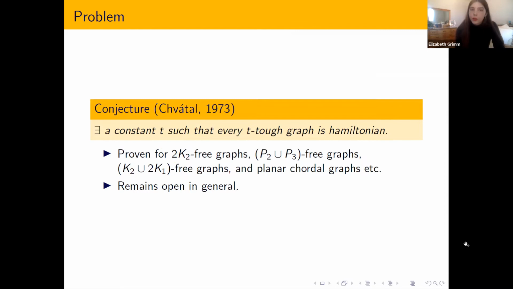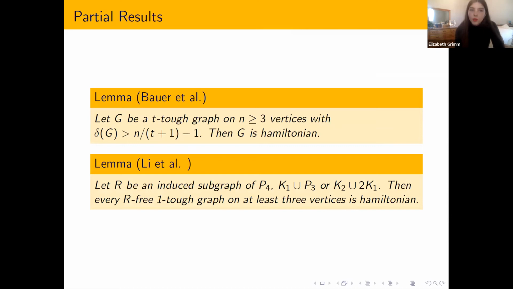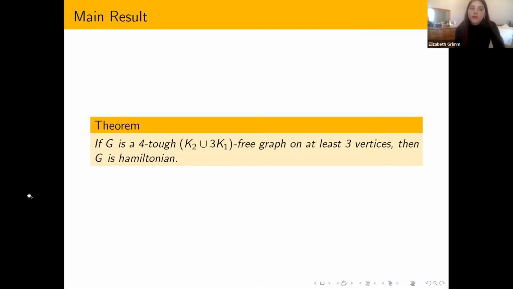Here are some results that we're going to be using in our proof. First, by Bauer: let G be a t-tough graph on n at least three vertices with minimum degree greater than n over t plus one, minus one. Then G is Hamiltonian. And then by Lee: let R be an induced subgraph of P4, K1 union P3, or K2 union 2K1. Then every R-free one-tough graph on at least three vertices is Hamiltonian. With those results, we are able to prove that if G is a four-tough K2 union 3K1 free graph on at least three vertices, then G is Hamiltonian.